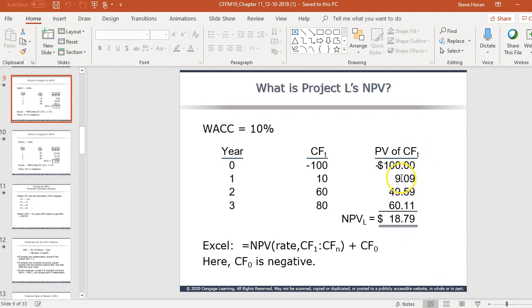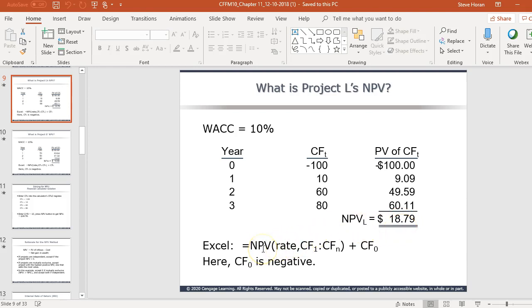This is the net. So I've got time 0, negative 100. I've got 3 futures at their present value. That's my present value. I add them all together. I'm netting the numbers against each other. I'm netting time 0 against all the futures to get 18.79. So that's the net present value.